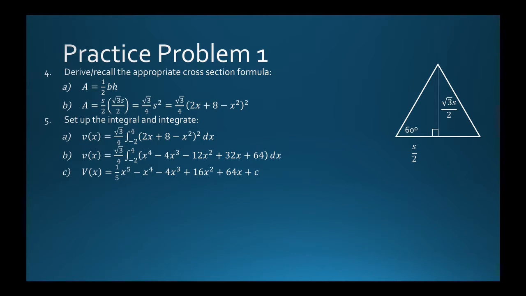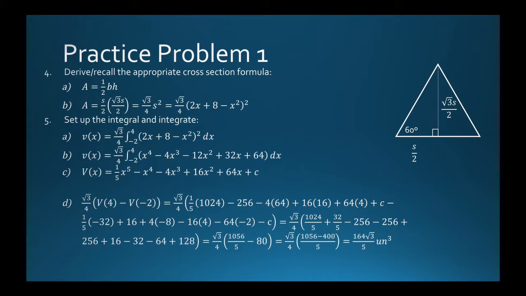And then the polynomial inside, when you integrate that, you get 1/5 x to the fifth minus x to the fourth minus 4x cubed plus 16x squared plus 64x plus c. So now we'll just use the fundamental theorem of calculus, and we'll do the capital V of 4 minus capital V of negative 2 and multiply that by root 3 over 4.